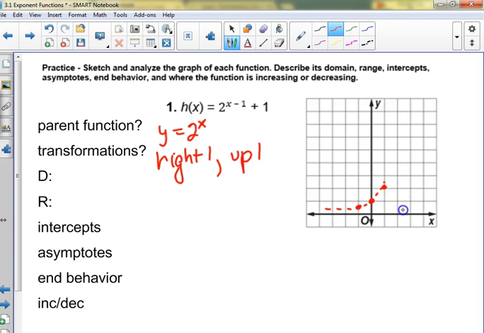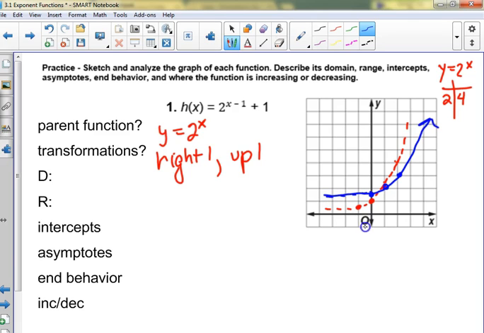If I put a 2 into plain old y equals 2 to the x, I'd get out what? If I put in a 2, I get out 4. So here's the original point. What are we supposed to do to it? Right 1 and up 1. There's a point here, right 1 and up 1. Okay, what's going to happen?